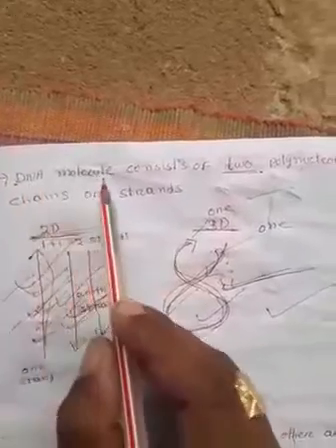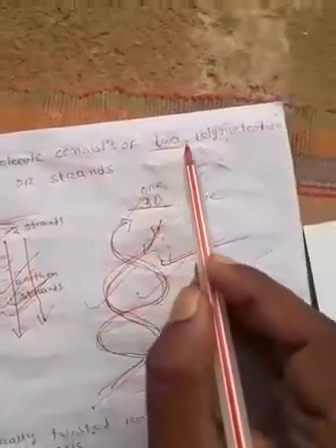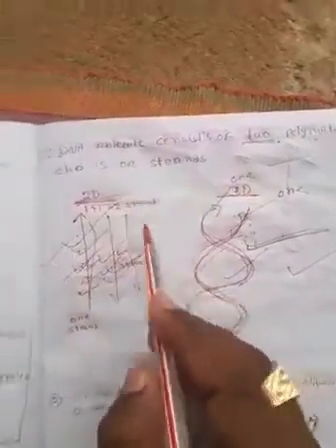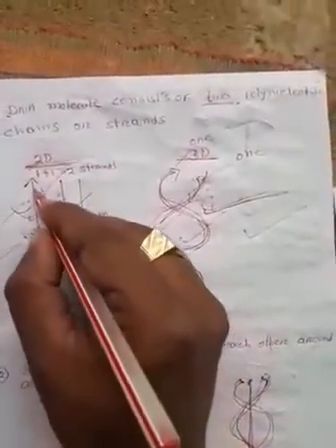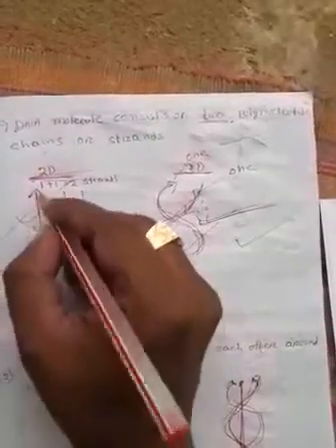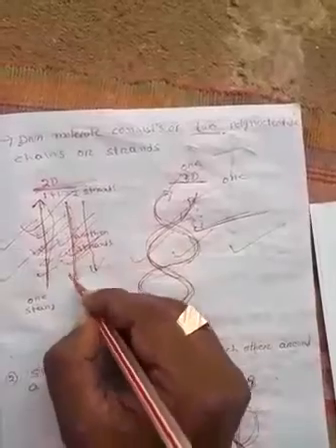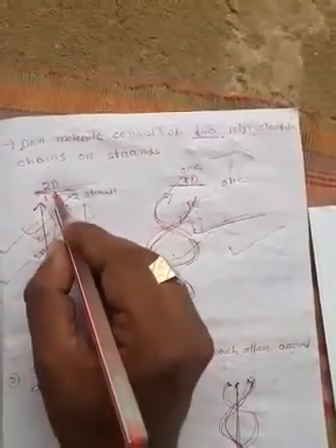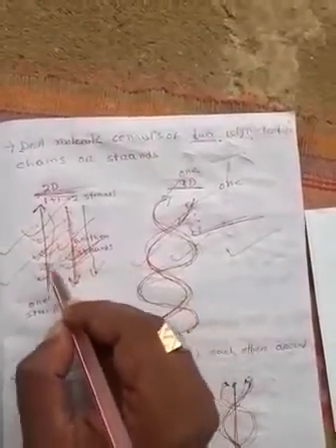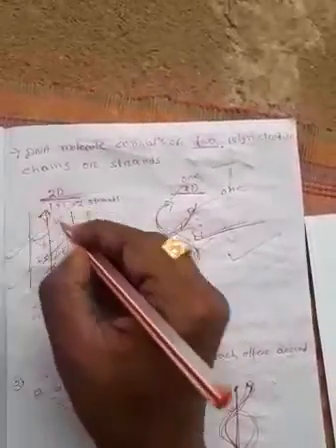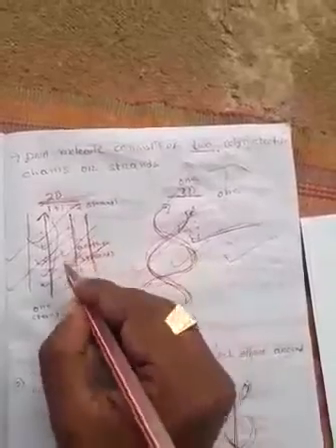Now point number 1. The point number 1 is: the DNA molecule consists of two polynucleotide chains or strands. That means it consists of two strands. Here is one strand and it is another strand. If you take it in 2D structure, it will look like this. It is one strand and it is another strand, like this.